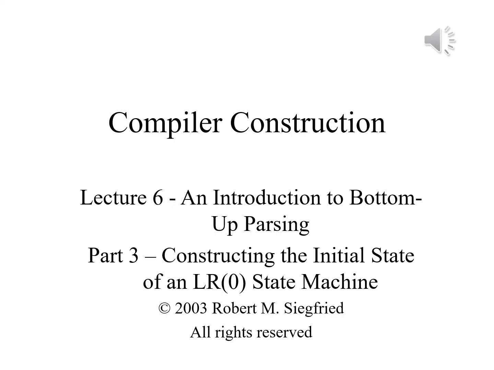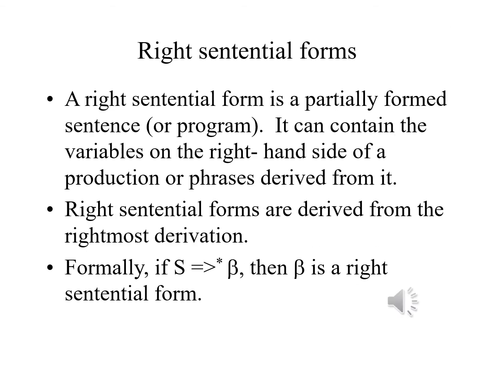In part 3 of lecture 6, we will discuss constructing the initial state of an LR0 state machine. It's probably a very good idea to take a moment and be sure that we are comfortable with a few terms that we will see a lot of, starting with one that we have seen before, a sentential form. A sentential form is a partially formed sentence or program. What distinguishes it from a sentence is that while a sentence contains only terminals, a sentential form will contain a mixture of terminals and non-terminals.